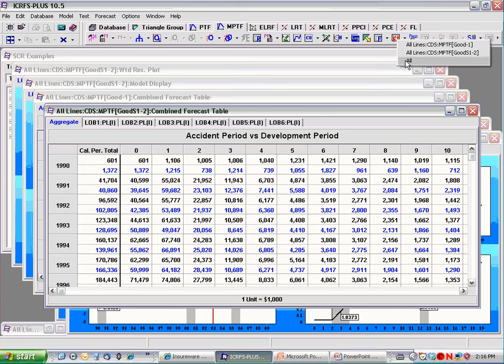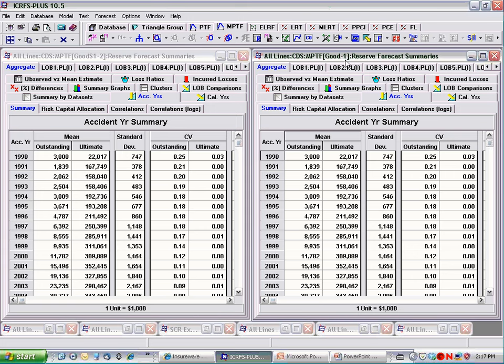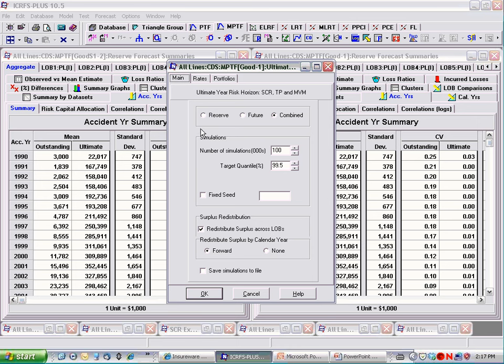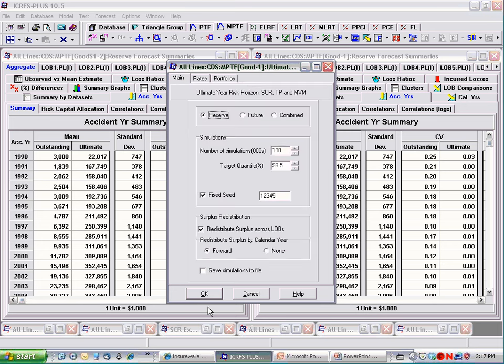But this time, let me look at the forecast summaries again. And it's a different button. So let's do it for run 1 of model good. And downward arrow, ultimate year risk horizon metrics, reserve. Let's use the same fixed seed: 1, 2, 3, 4, 5. And let's redistribute surpluses across LOBs. That means each LOB is in the same portfolio. Okay, we only have one portfolio, and I guess there's no ring fencing of LOBs. Okay, and we'll also assume distributions going forward. Okay, let's do that.